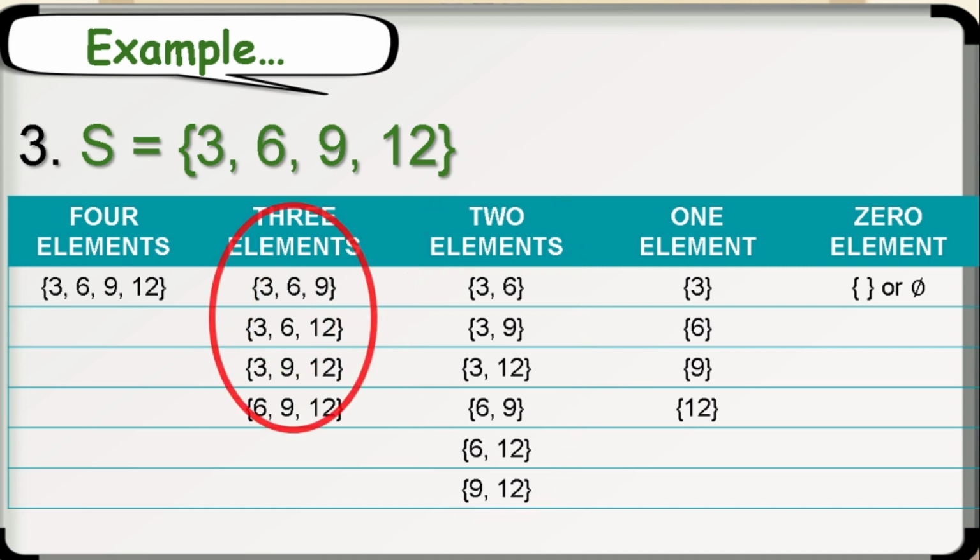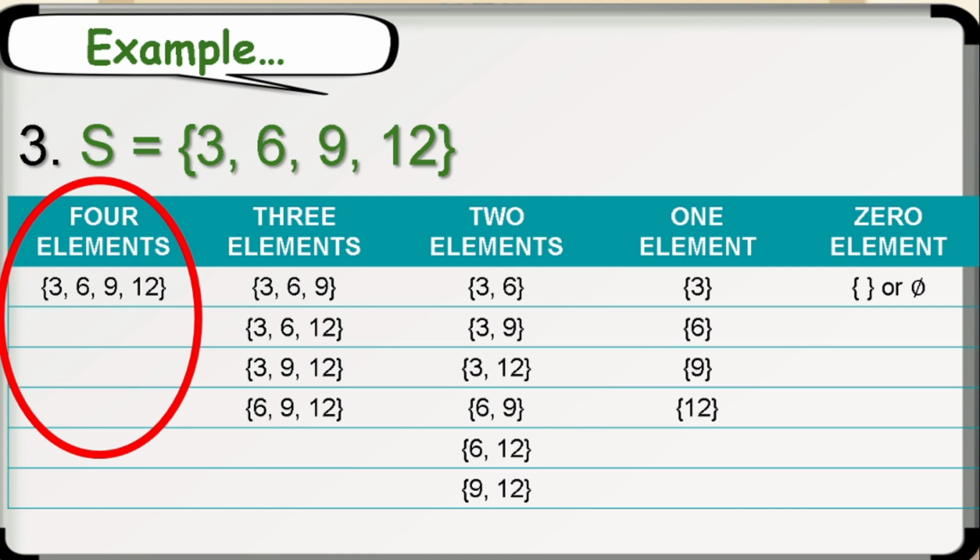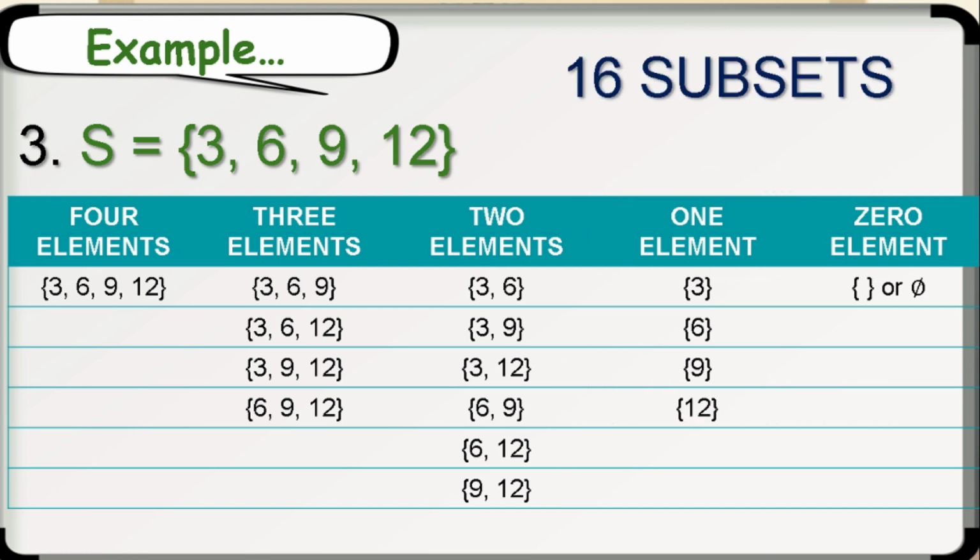Also, we can have the combinations of 3 elements. We have 3, 6, 9; 3, 6, 12; 3, 9, 12; 6, 9, 12. And lastly, the combination of 4 elements: 3, 6, 9, 12. Therefore, there are 16 subsets for the set S.